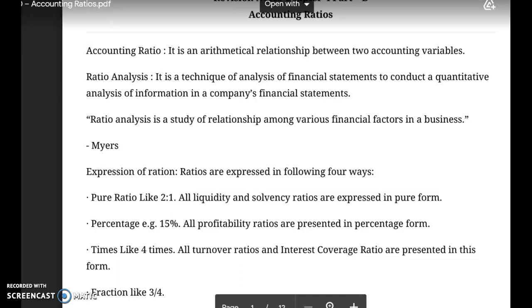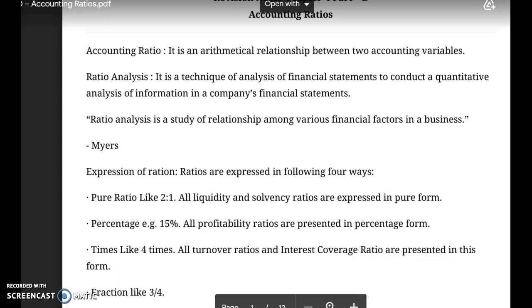So we could see that the conclusion drawn by only one variable is not authentic. Unless and until two variables are used and the relationship is established, we could not get the true conclusion. So this way we could say very simply that the accounting ratio is an arithmetical relationship between two accounting variables, which gives us some very important true conclusions.